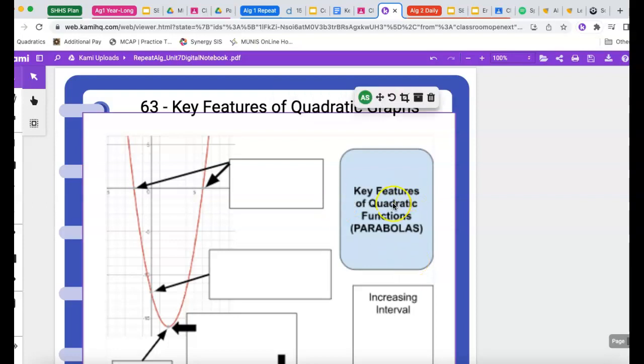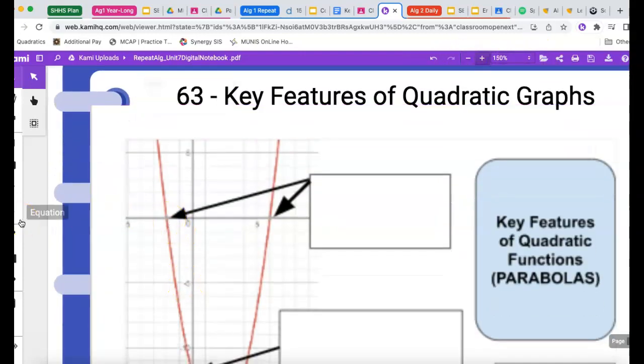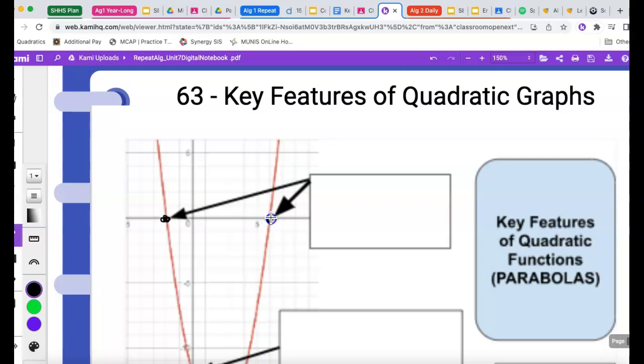All right, so our quadratic graph is this U-shaped graph here. It's the red graph. This is our parabola. So the two little points, these arrows are pointing to two little points. I want you guys to use your pencil, and I want you to put a little point right here and right here.